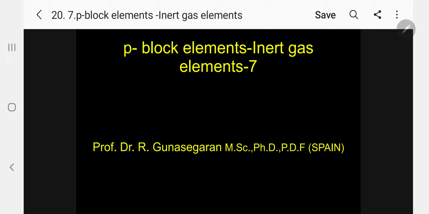Today, I am going to discuss under P-block elements, inert gas elements. That is helium, neon, argon, krypton, xenon, radon. So these are all chemically inert gas or noble gas configuration. All are inert gas elements.